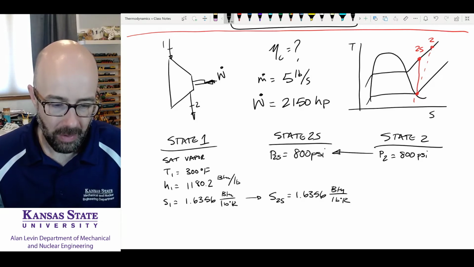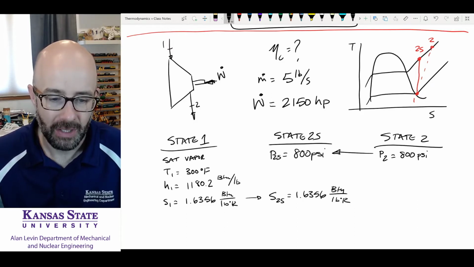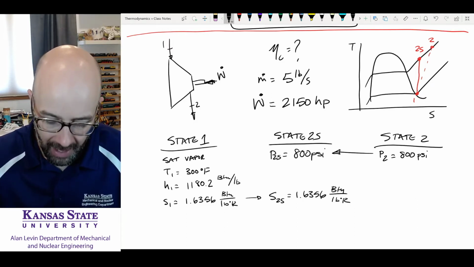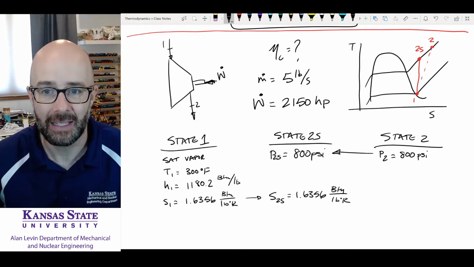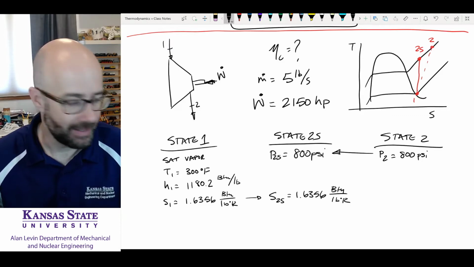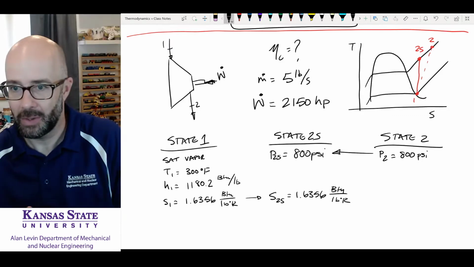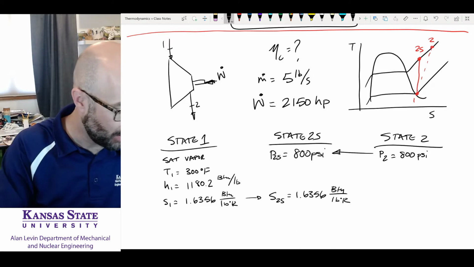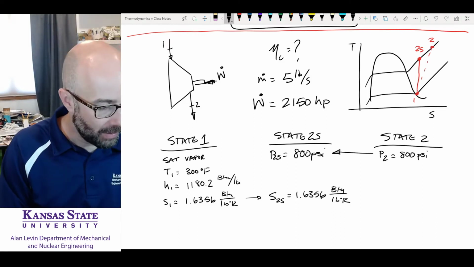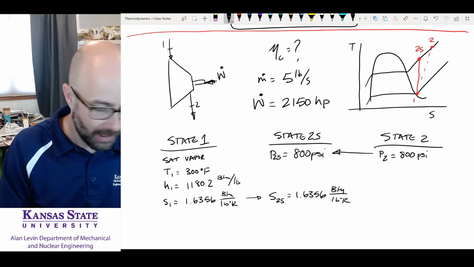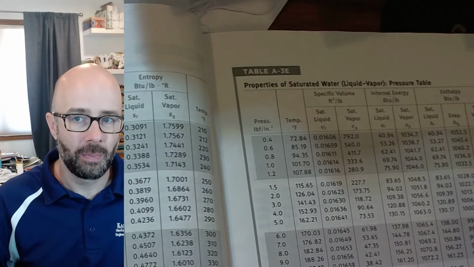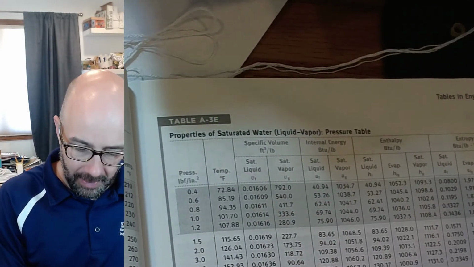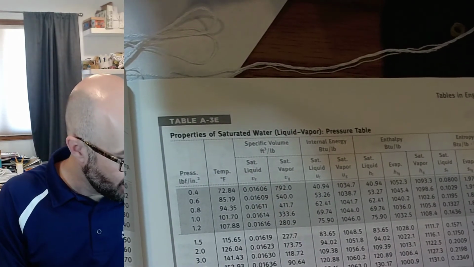Now, we can use this information to help us find state 2s, now that we have 800 psi and 1.6356. Let's look at what state 2s is. I'm going to open up my tables and go look here. Let's put on the document camera. We're going to go look at 800 psi.